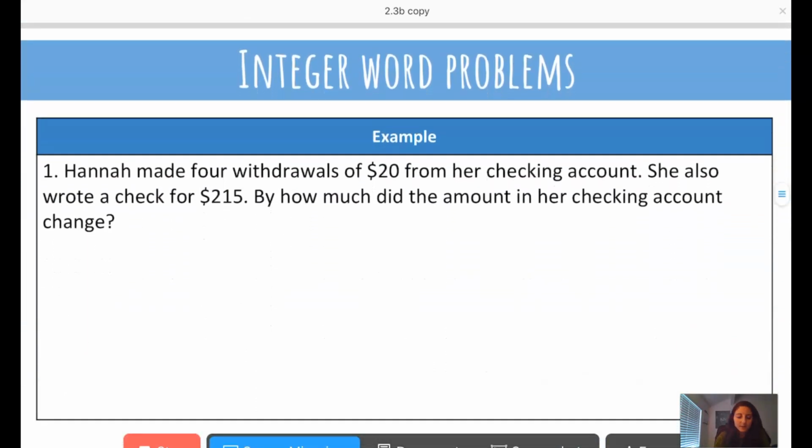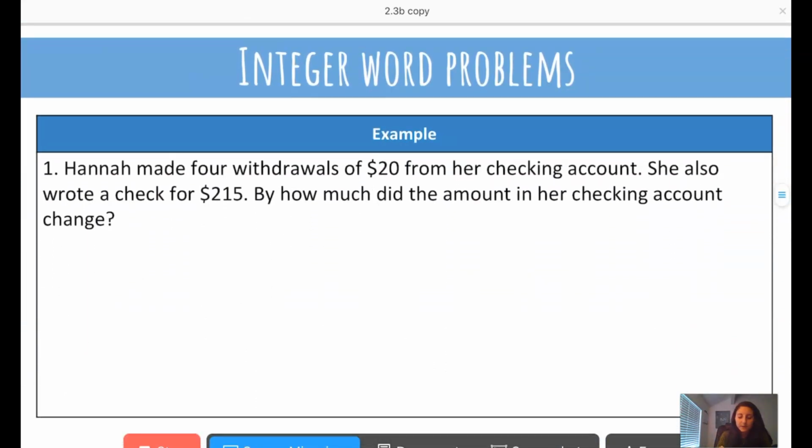Let's look at our first example, number 1. It says Hannah made 4 withdrawals of $20. So she's taking money out from her checking account. She also wrote a check for $215. So she's writing a check, she's spending that money. By how much did the amount in her checking account change?